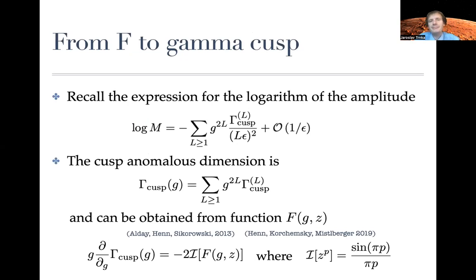However, the surprising thing is about the gamma cusp. The gamma cusp is this object which shows up in the logarithm of the amplitude. And actually, it was shown that it can be extracted from this function f that we defined. It is very closely related. This function f has more information because it's a function of g and the cross ratio z. But you can extract the gamma cusp as a function of g only from this function. So we can try to do it now.